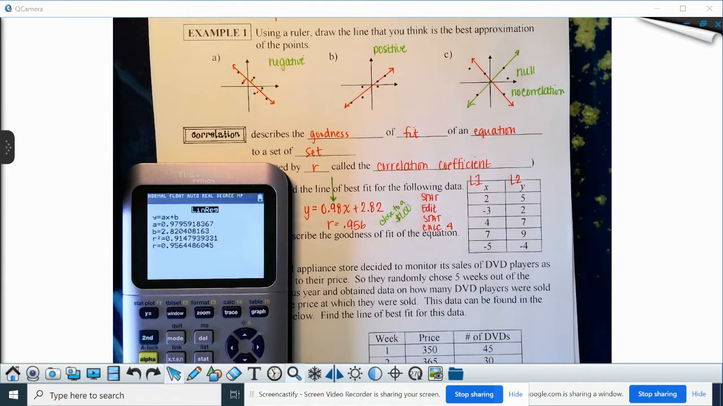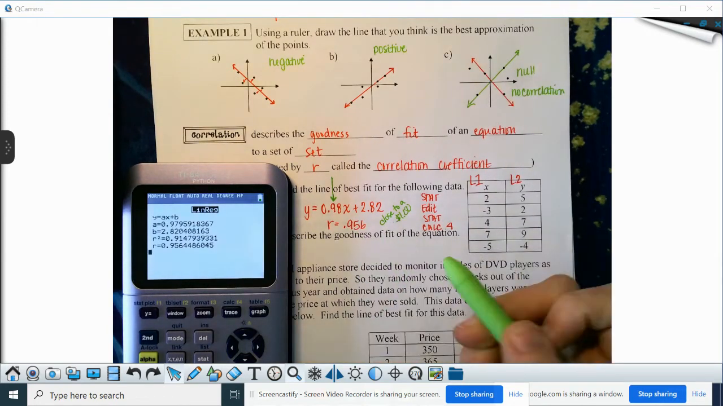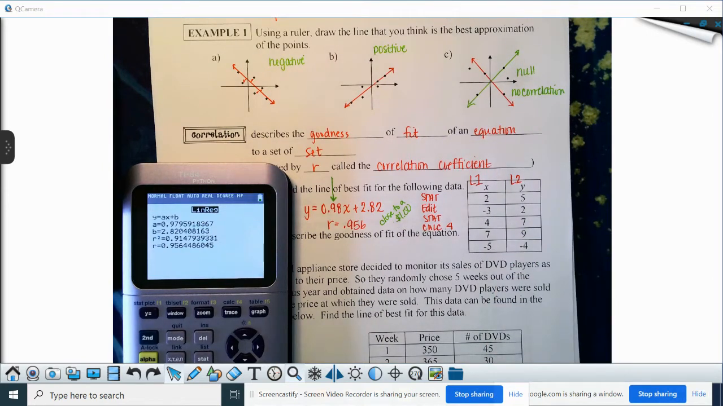Now, the next question they would ask is, how strong is it? And 0.96 is pretty darn close to 1. So that is a very strong correlation. And so it's a strong positive.